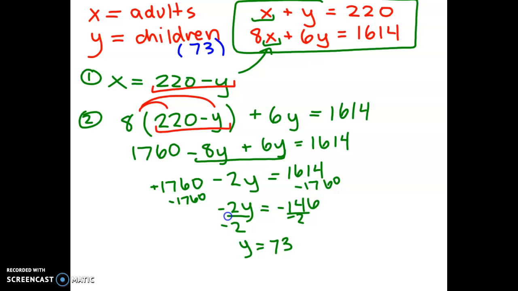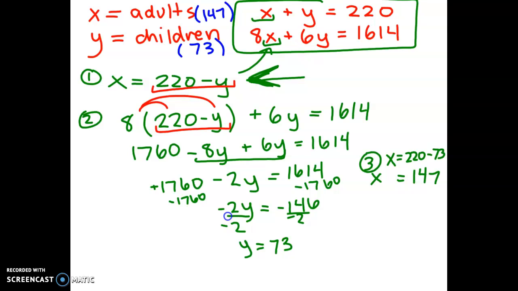Now we can go back and find the adults. So step 3 is I'm going to use my answer for 73 children back into the equation that I came up with in step 1. So we say x equals 220 subtract 73, because there were 220 people total. If I subtract the 73 kids off, how many adults attended? 147. Good. So that means 147 adults attended.